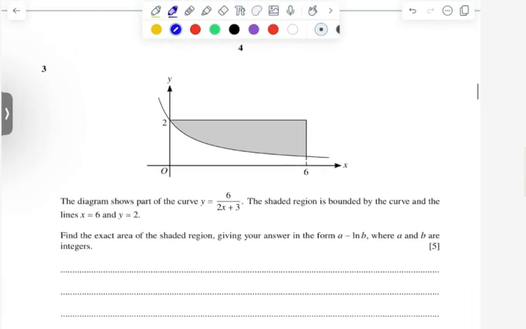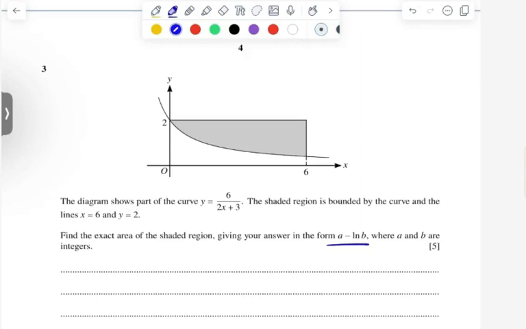Question number 3. All right, the diagram shows part of a curve. Okay, so we've got some sort of reciprocal function here. The shaded area is bounded by the curve, and the lines x is equal to 6 and y is equal to 2. Find the exact area of the shaded region, giving your answer in a specific format involving ln.